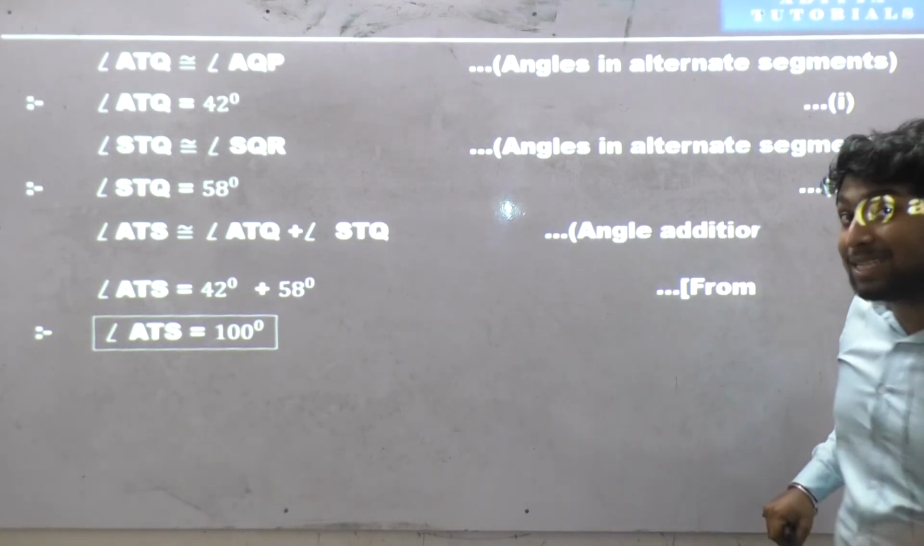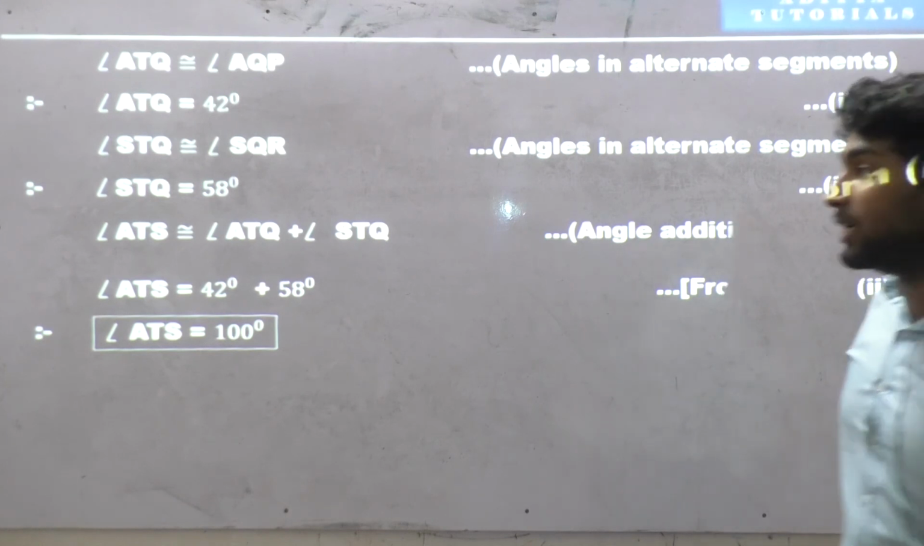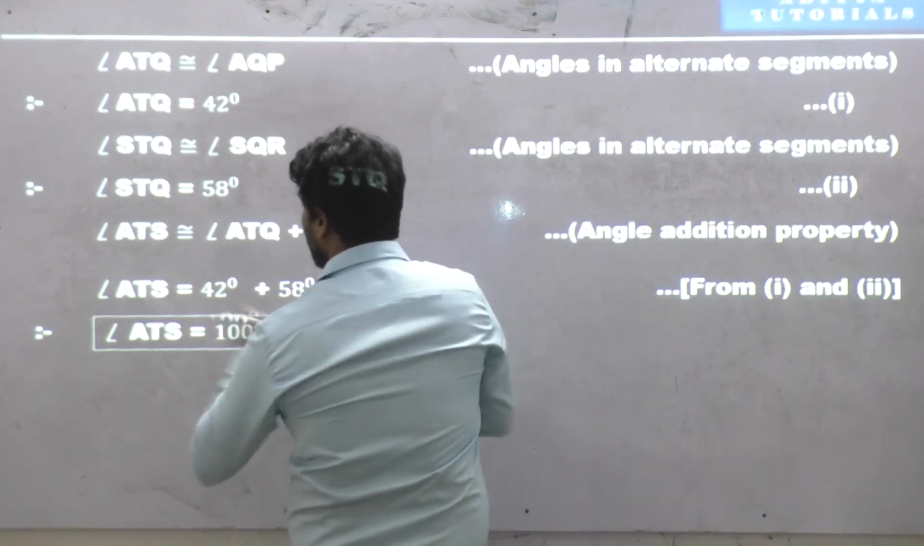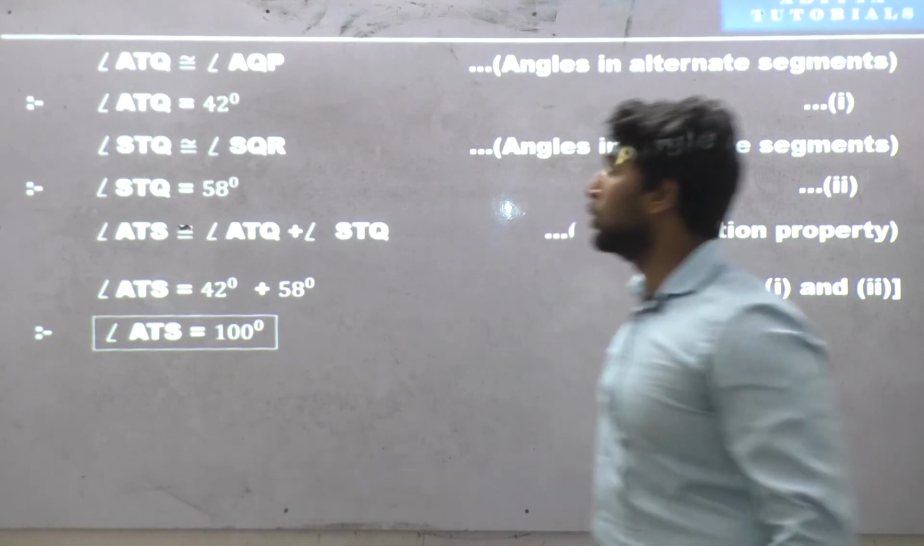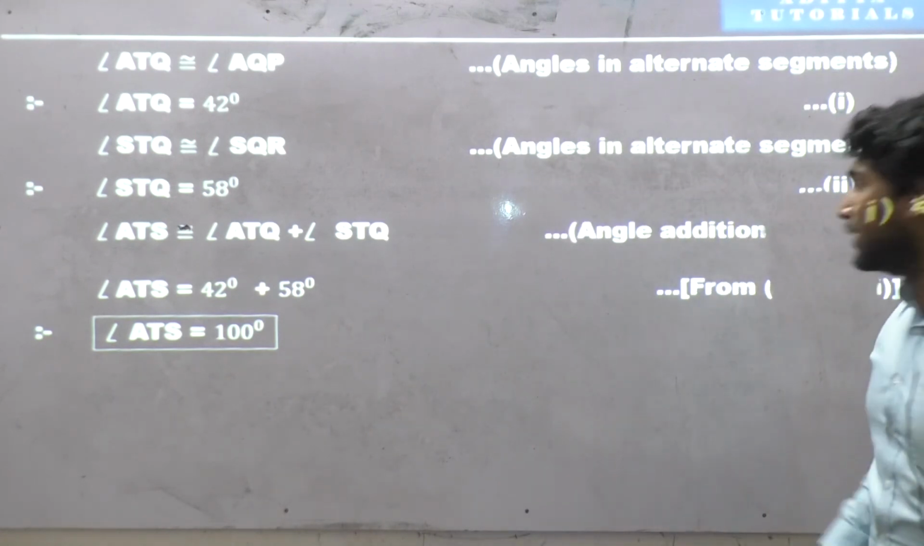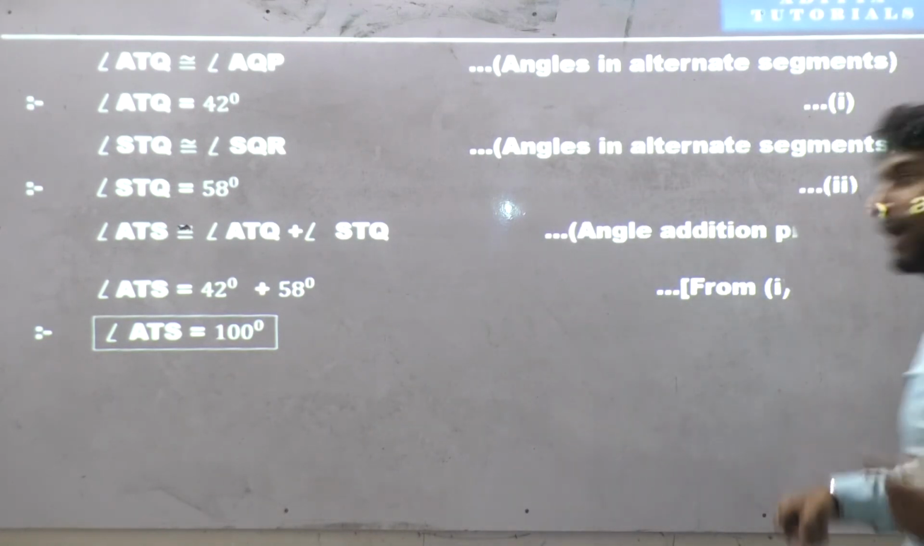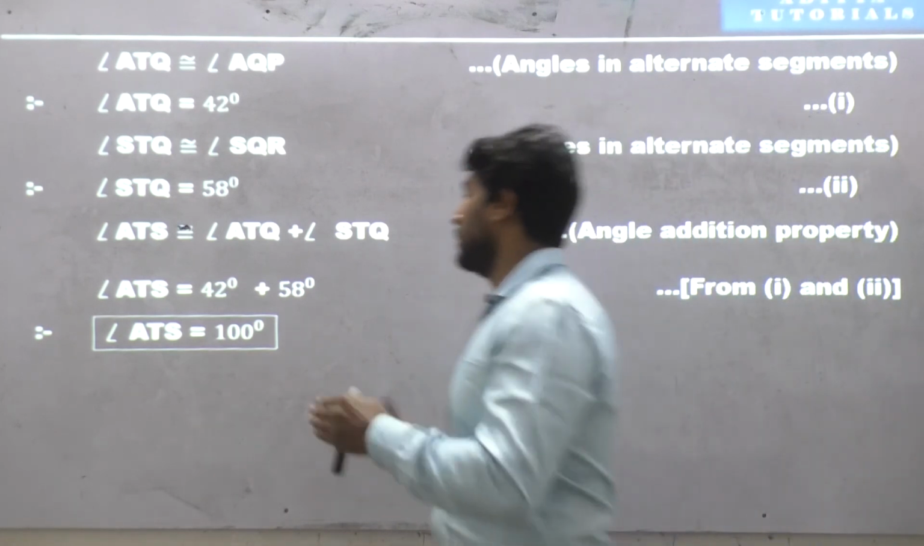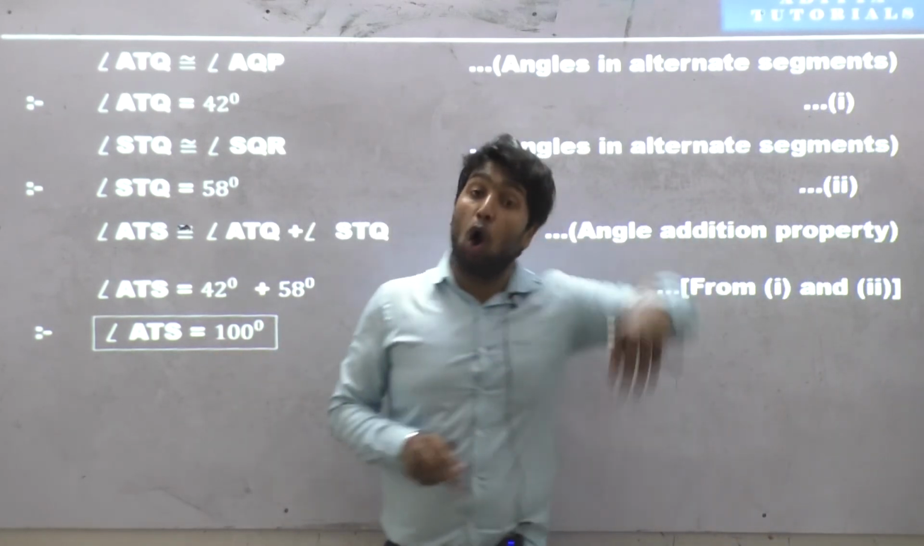And we know that ATS is nothing but, by angle addition property, equal to angle ATQ plus angle STQ, angle addition property. We got ATS is equal to 42 plus 58, that is nothing but 100 degree. So we got all the 5 questions answered.